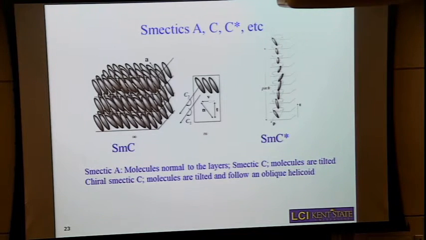Okay, so there are many other smectics. In the smectic A, the molecules are perpendicular to the plane of the layer, but you can have a situation when it's tilted. You can also have the situation when the molecules are chiral, so they form nothing else but the heliconical structure. This structure is different from the nematic twist-bend phase only because it shows layering. In the nematic twist-bend, there is no layering.